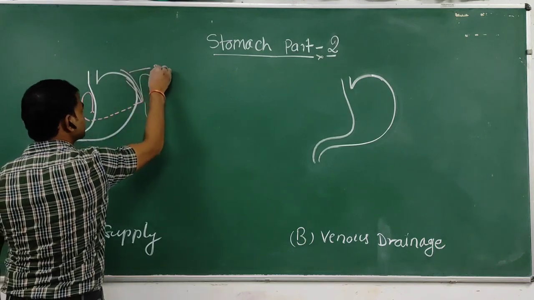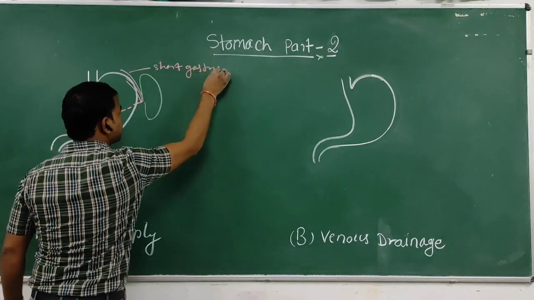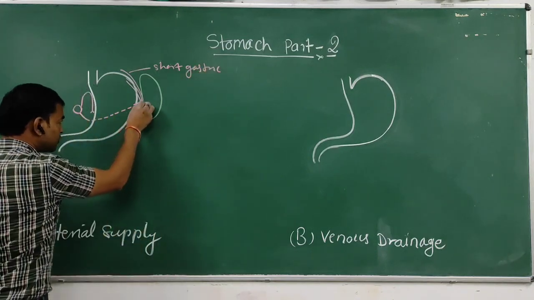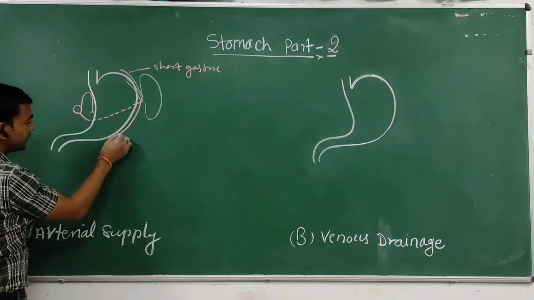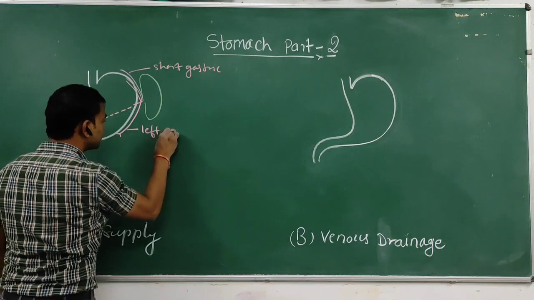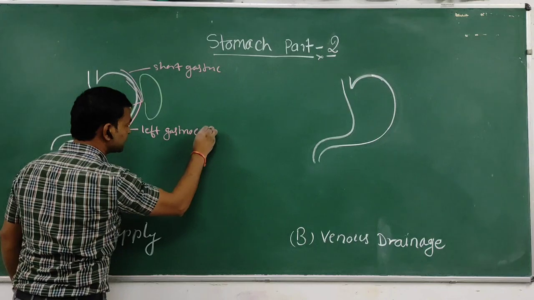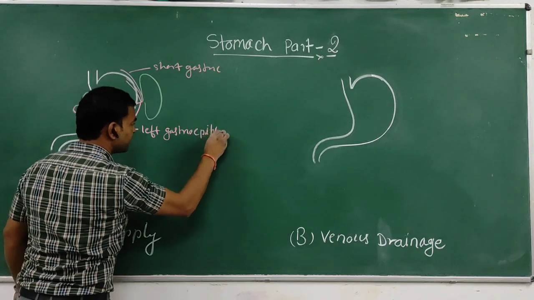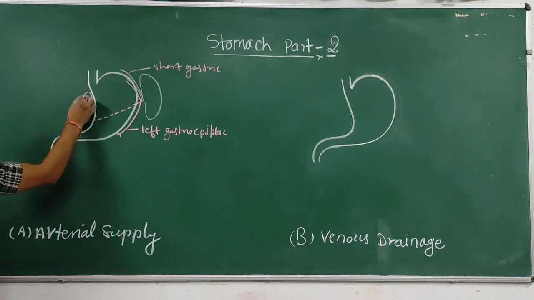So this is the short gastric branch, and inferiorly give a toward the greater curvature of the stomach, left gastroepiploic branch. Epiploic branch. This is the left gastric branch.